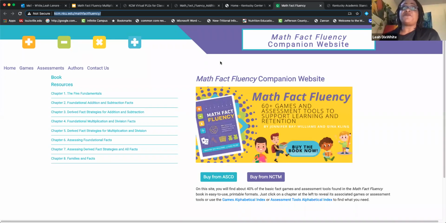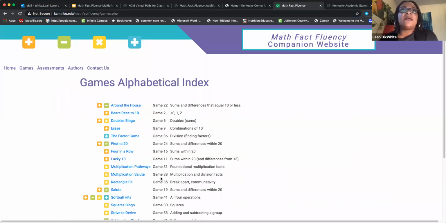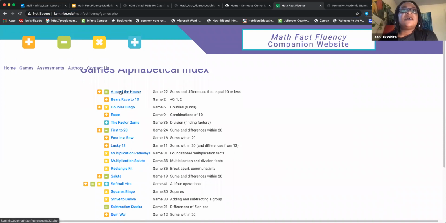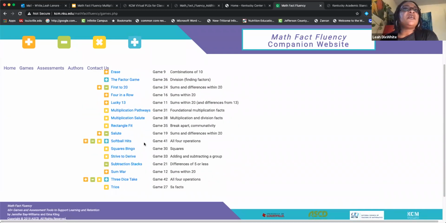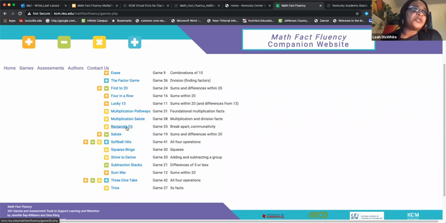And so along with the text, there is a companion website. And with that, there are games and assessments that digitally will allow you to interact with your kids and be able to develop fluency with them, with foundational as well as derived facts. And so if you click on the games here, they're alphabetized according to the game number and the game name. And once you click on a particular game, so if we are talking about multiplication salute or multiplication pathways or any type of game there, they will be located here.